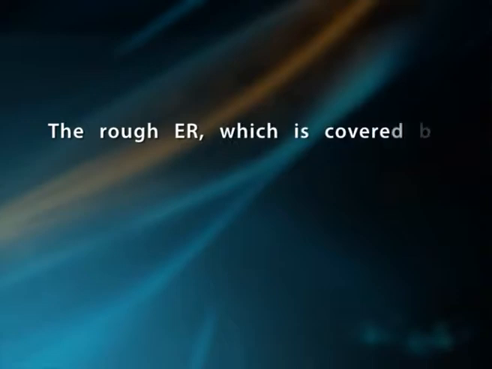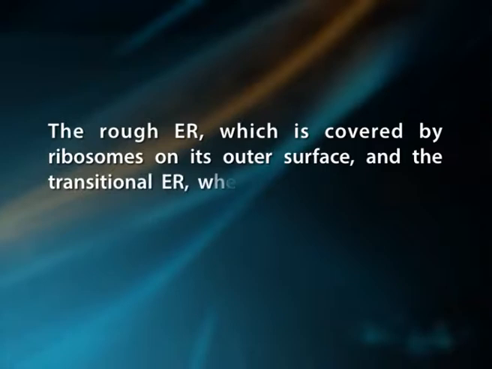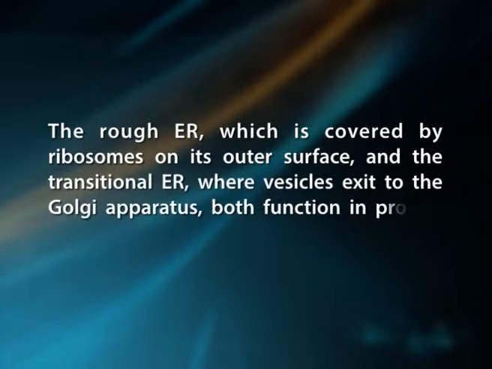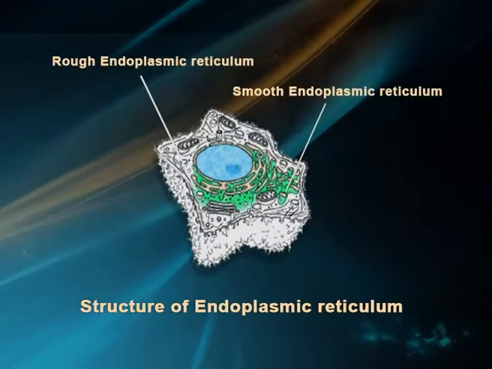There are three contiguous membrane domains within the endoplasmic reticulum that perform different functions within the cell. The rough endoplasmic reticulum, which is covered by ribosomes on its outer surface, and the transitional endoplasmic reticulum, where vesicles exit to the Golgi apparatus, both function in protein processing. The smooth endoplasmic reticulum is not associated with ribosomes and is involved in lipid rather than protein metabolism.